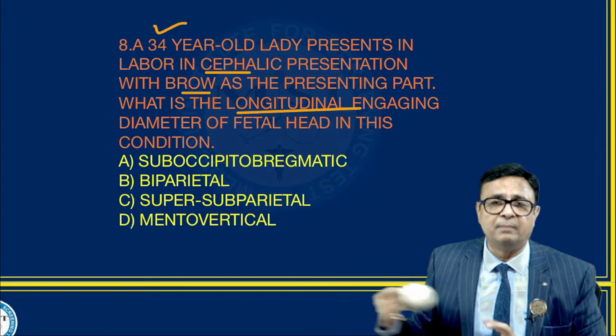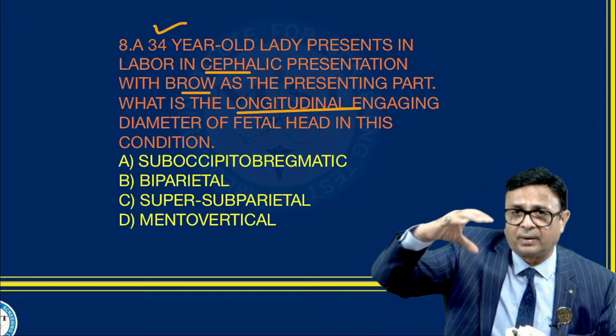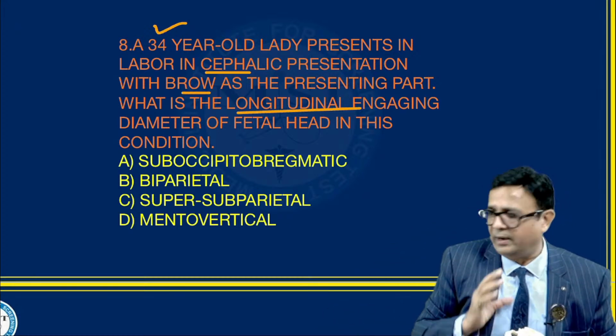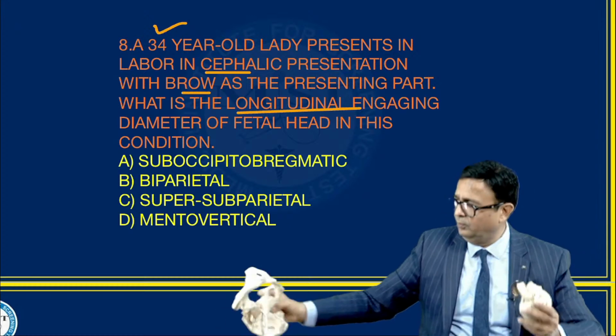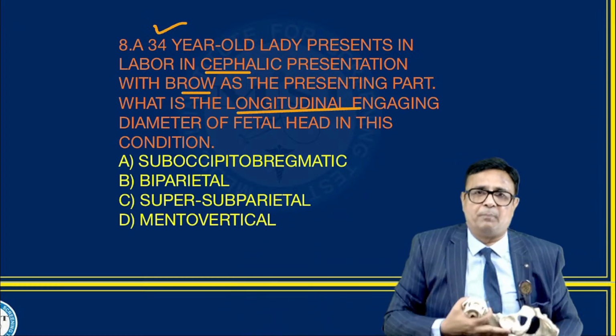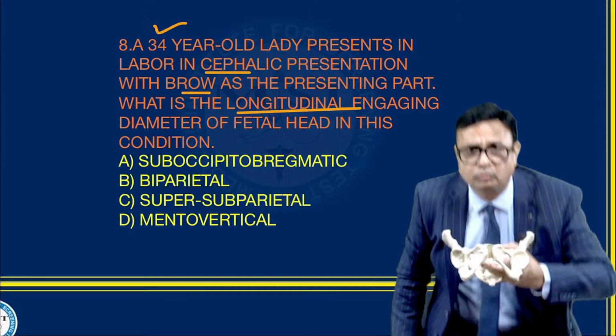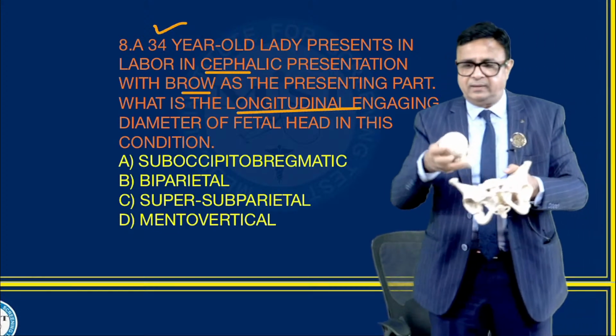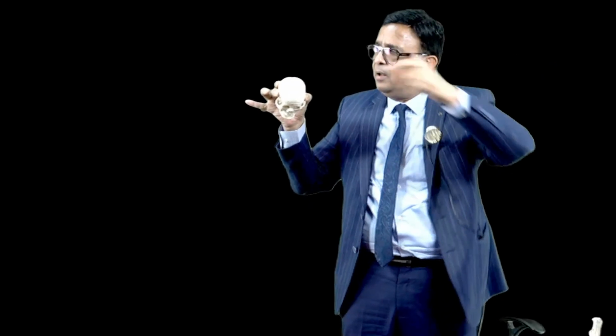Longitudinal engaging diameter of fetal head, if the presenting part is brow, is mento-vertical. Let me show you these two very important questions. What is the most common transverse engaging diameter of fetal head? Most common transverse engaging diameter of fetal head, beta, is biparietal. Two important questions for the 4th June exam. Chocolate question: the most common transverse engaging diameter of fetal head is biparietal.